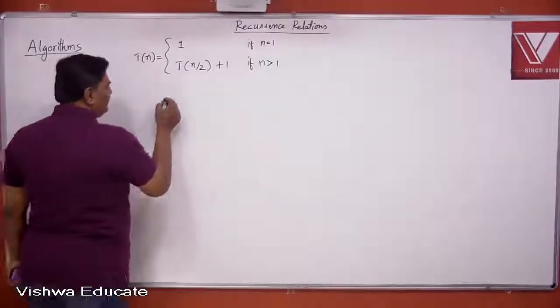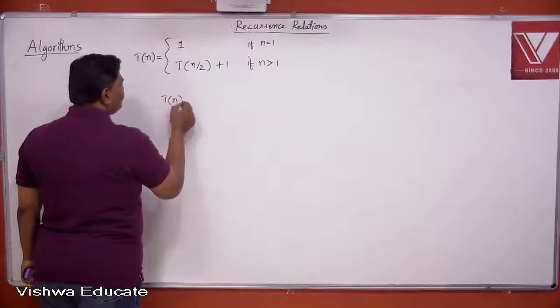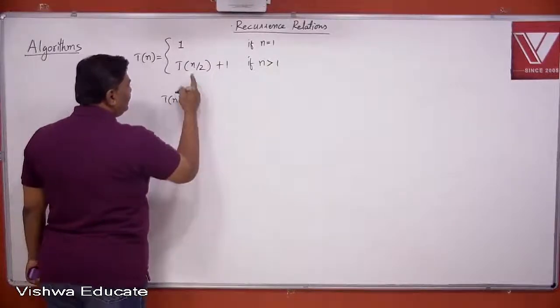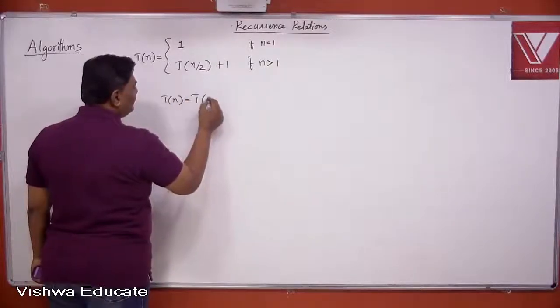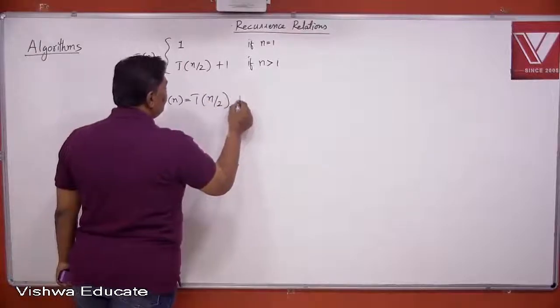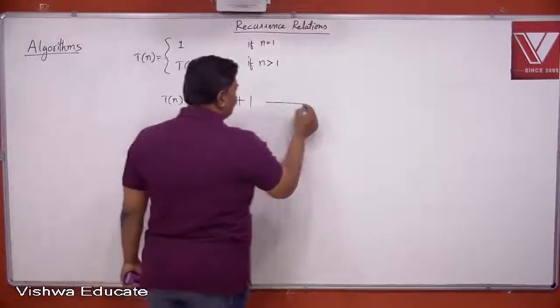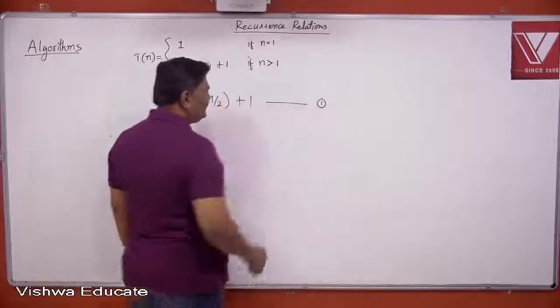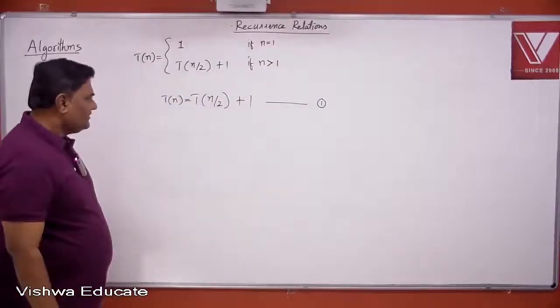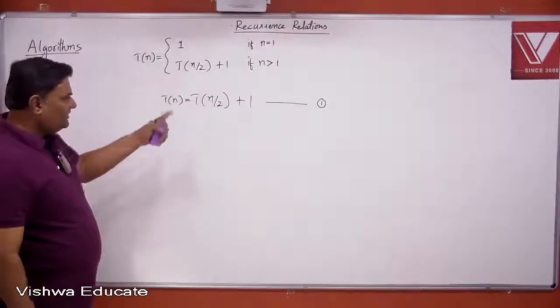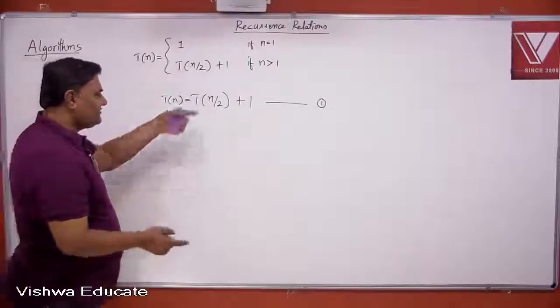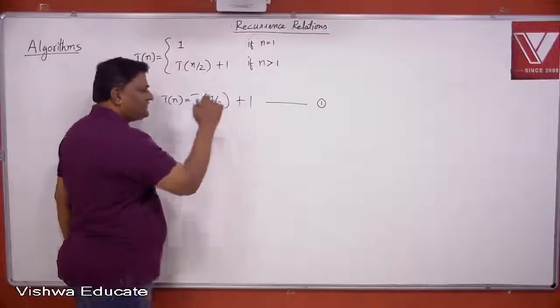How to solve? T(n) is equal to T(n/2) plus 1. This is given. First equation. Then, if I can know what T(n/2) is, then I will substitute that here, and I get the final answer.